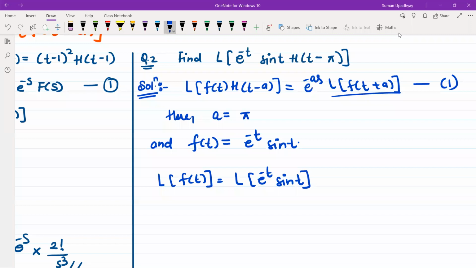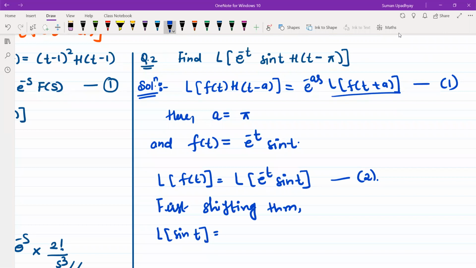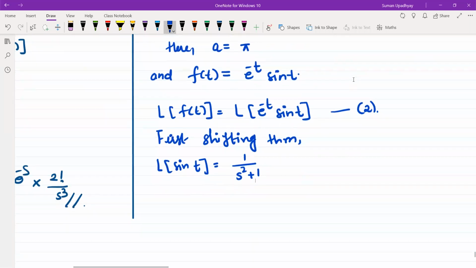Which property are you going to apply over here? First shifting property. First shifting theorem, which says first you calculate Laplace of sin t. So Laplace of sin t is what? It is 1 upon s square plus 1.